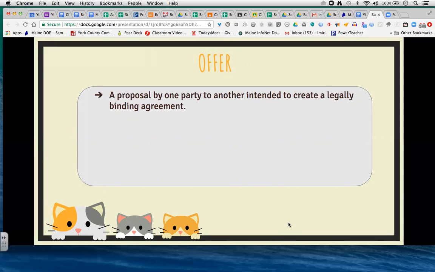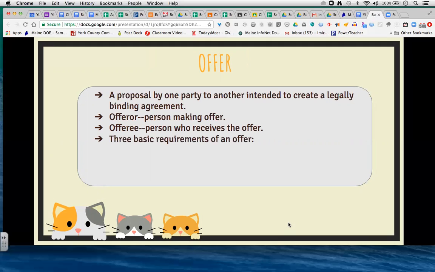A little more about an offer. An offer is a proposal by one party to another intended to create a legally binding agreement. The offeror is the person making the offer. The offeree is the person who receives the offer. The 3 basic requirements of an offer include: it must be definite and certain, it must be communicated to the offeree, and it must be seriously intended.